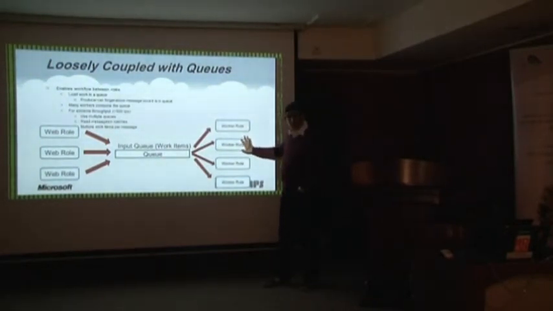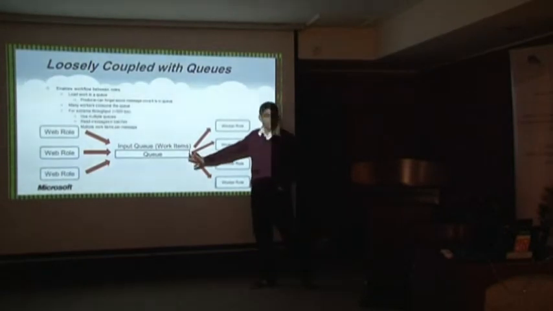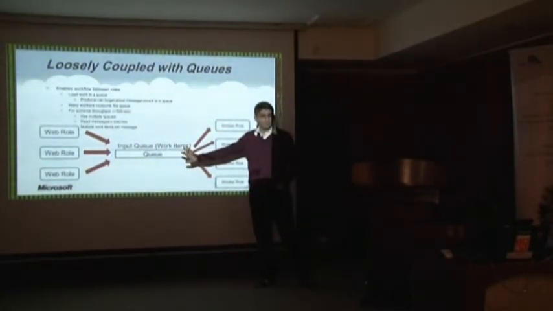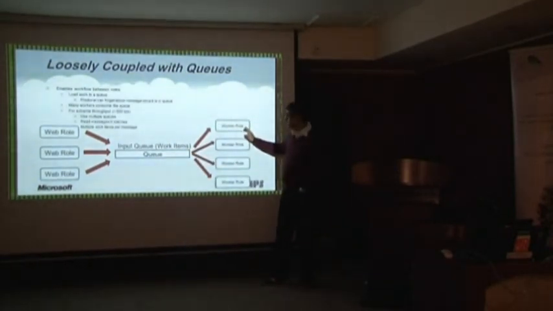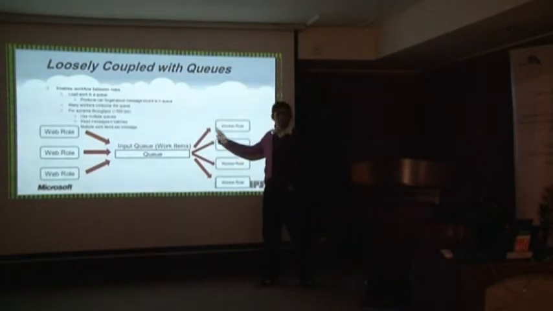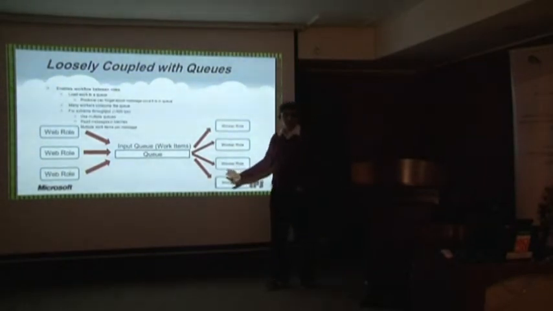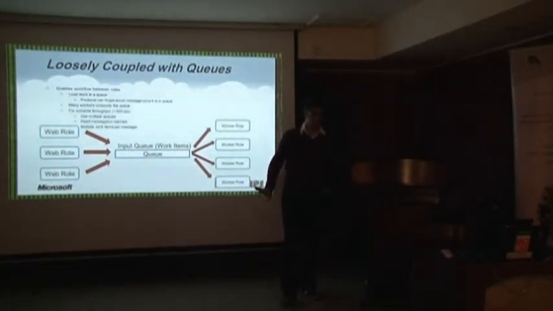Once the worker role finishes the processing, it's going to go and delete that message from the queue. If for some reason this worker role has to die, this message is going to be made visible again. So the second worker role comes in, picks it up, processes it. It's a very highly scalable mechanism to do processing, right?